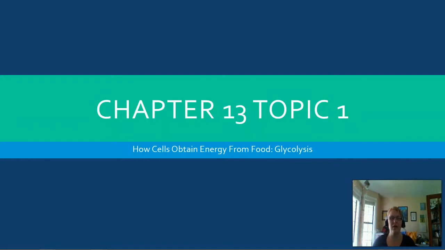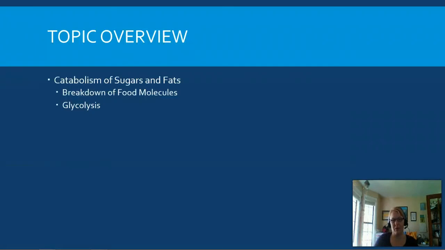acid cycle. In Chapter 14, we'll talk about the electron transport chain as well as photosynthesis, so that's where we'll finish up the process that you've learned before as cellular respiration. But for this point, we're just going to talk about glycolysis in Topic 1.